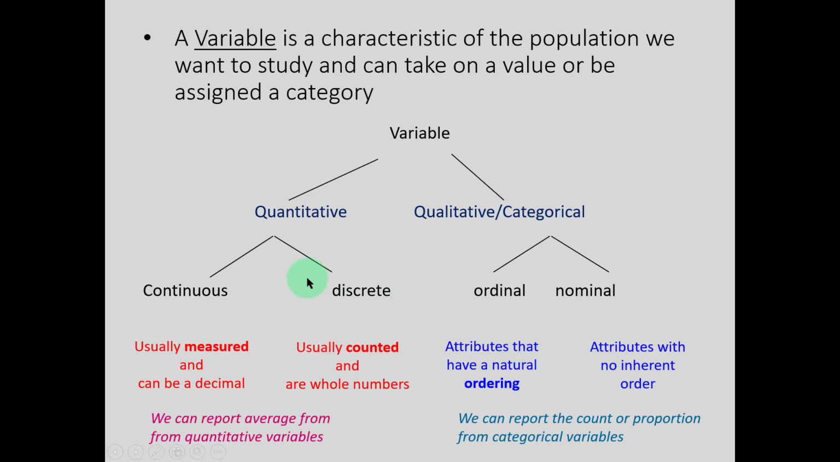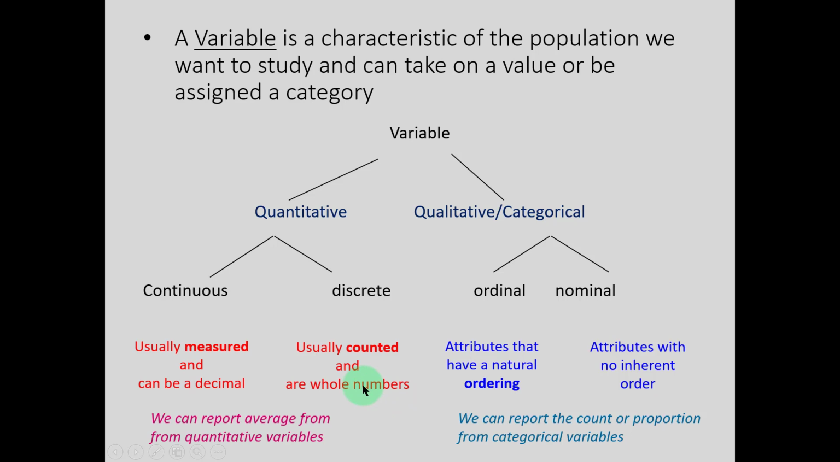However, if you have a quantitative variable, you can report the average because they are numeric. You can add them up and divide, and you can do other arithmetic with them. So whether you have a qualitative or quantitative variable will determine what kind of analysis you can do. So it's a very important fundamental topic.